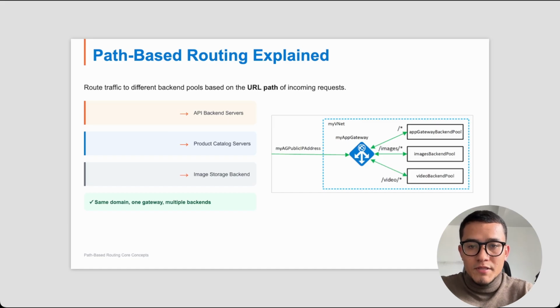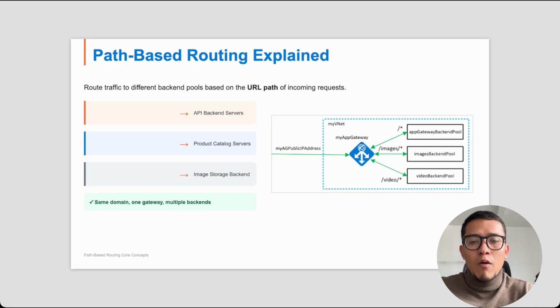Imagine that you have a website called example.com. When you visit example.com/products, you want that traffic to go to your product catalog servers. Similarly, when you go to example.com/API, you want your users to hit your API servers. And similarly for the images path. So same domain, same application gateway, but different paths going to completely different backend services. That's path-based routing in action.